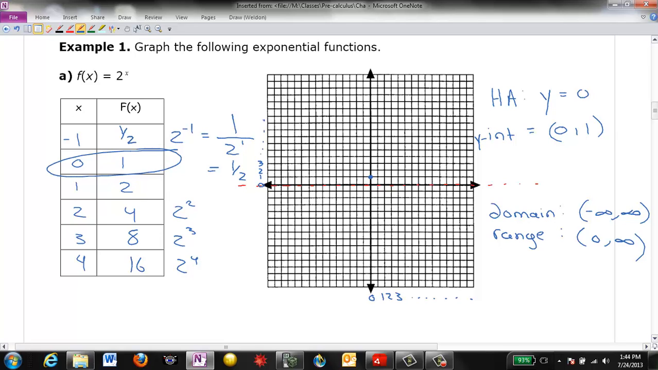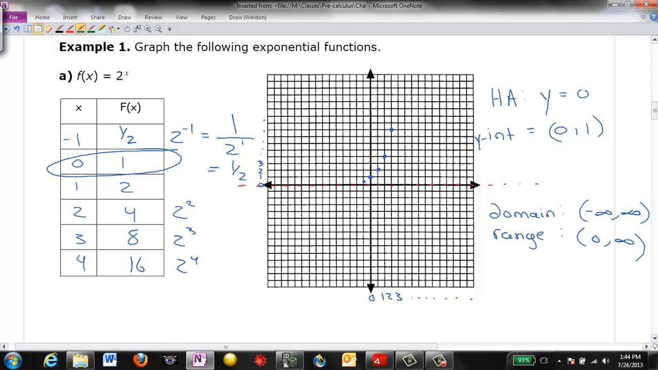So I'm going to come over here. I'm going to plot this first point, negative 1 and 1/2. It's going to be about right here. Okay? So there's negative 1 and 1/2. Then we're going to go 1, 2. So we're going to have a point here. Then at 2, we're at 4. So we're going to be here. 3, we're going to be at 8.